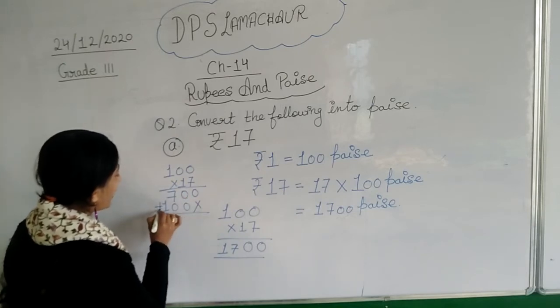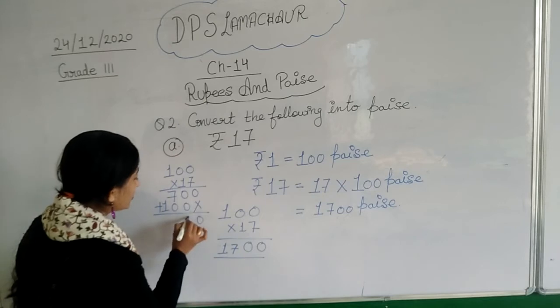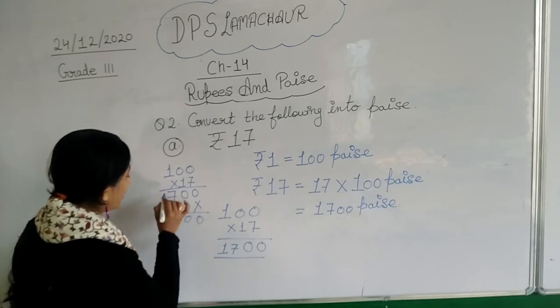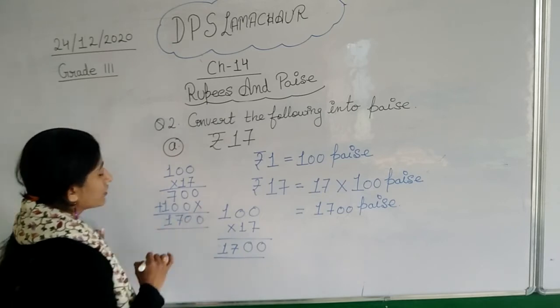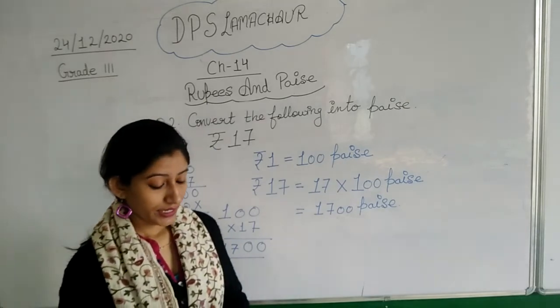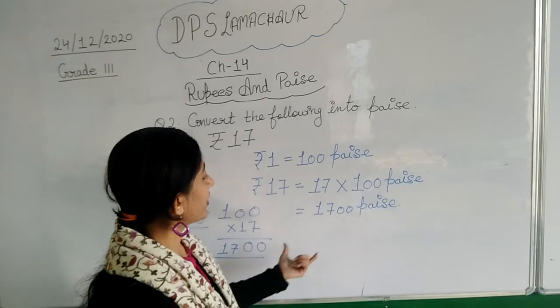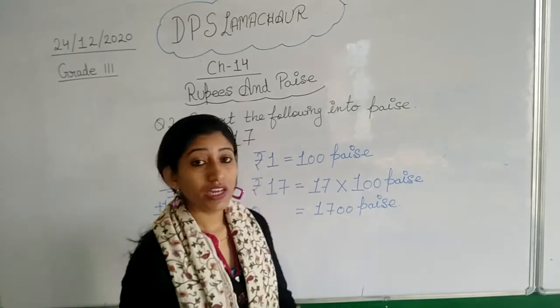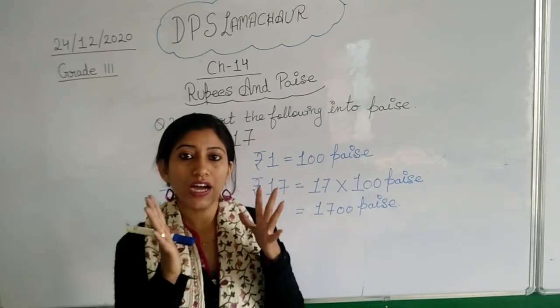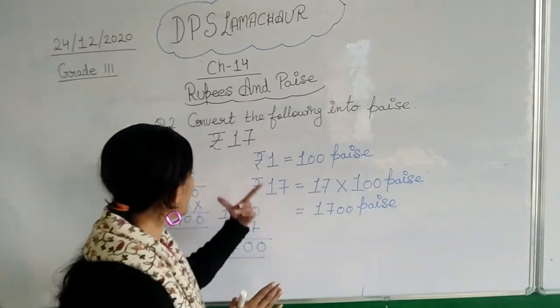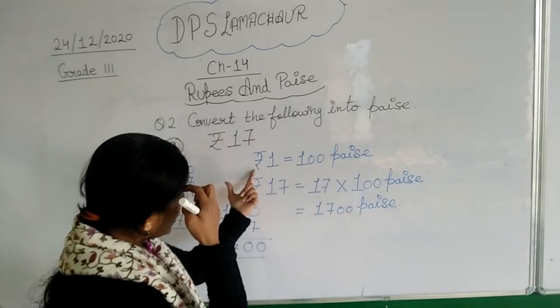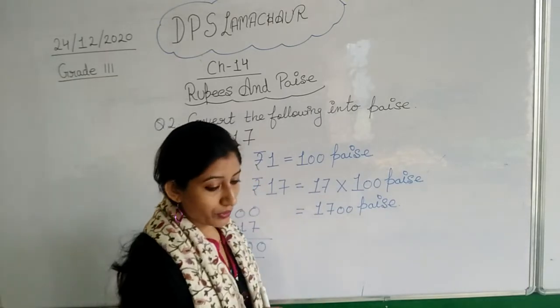Now what we have to do? Add. 0, 0, 7 and 1. So in this way also we are getting it in this form. So this is 1700, this is 1700, this is 1700. So we have learned how we can convert these rupees into paise. Okay?